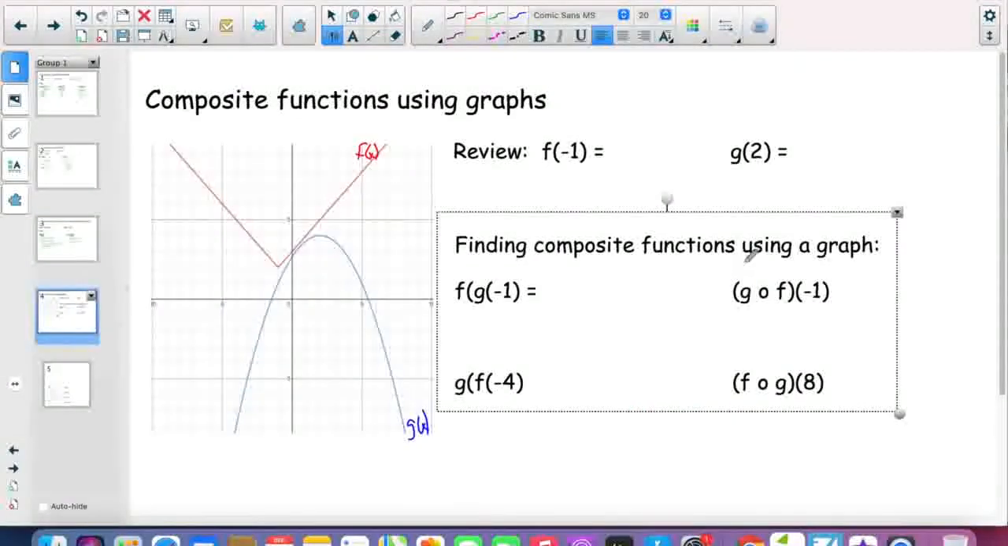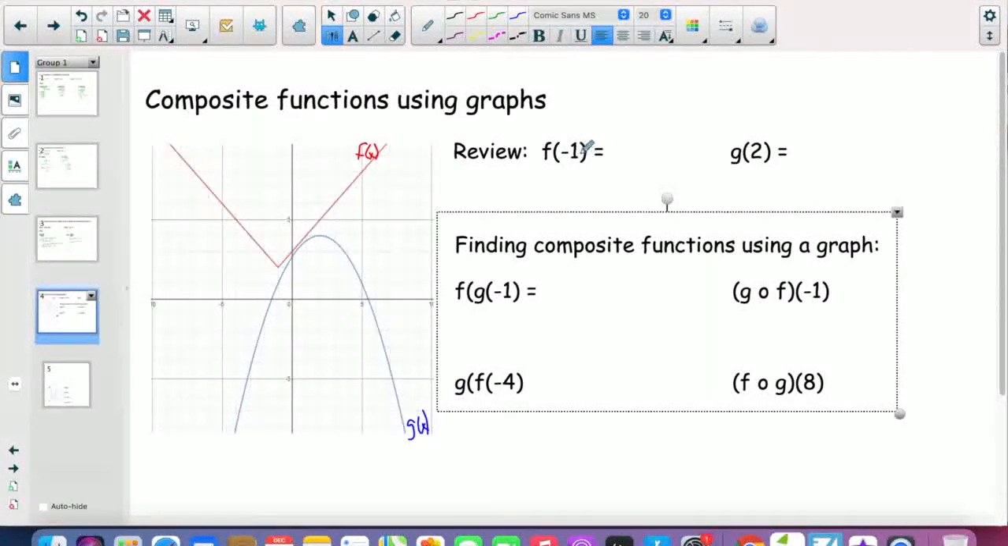In the next section, they're asking us to use a graph to find values for composite functions. So let's just start by reviewing a little bit. Here it says find f of negative 1. I've distinguished between the f function and the g function here. The f function is the one in red, and the g function is the one in blue.